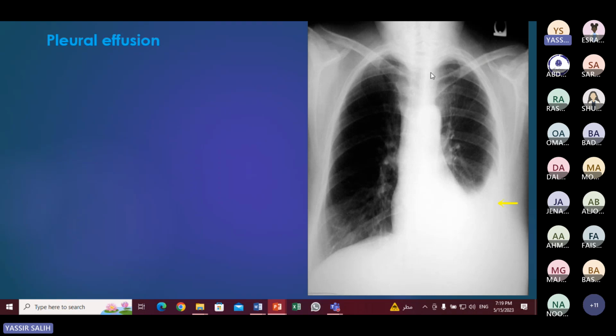What sign do you see in this? What is the name of the sign demonstrated in this image? Meniscus sign. Yes, this is a meniscus sign. طيب meniscus sign, the sign of what? طبعا meniscus sign ممكن تلقوها في other pathology, لكن in this chest X-ray this meniscus sign indicates what? Pleural effusion. Yes, pleural effusion.